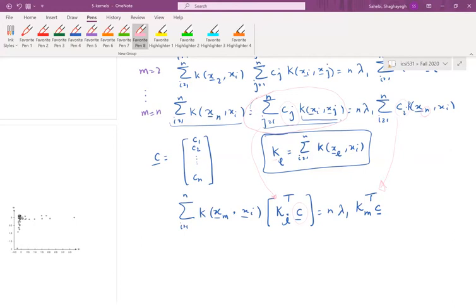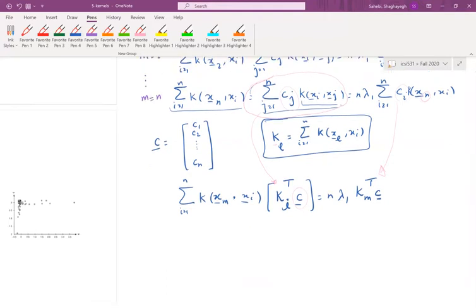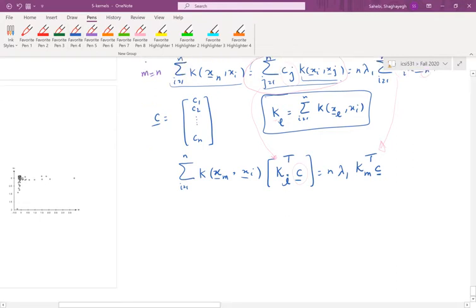Now, if I put this whole system of n equations together, what I'm going to have is going to look like this. This is one kernel matrix, and this is the K. Putting all of these together, I'm going to get K squared c is equal to n lambda 1 K c.